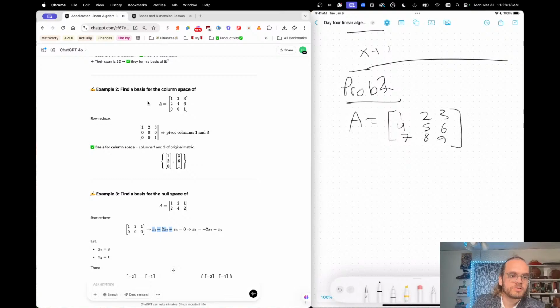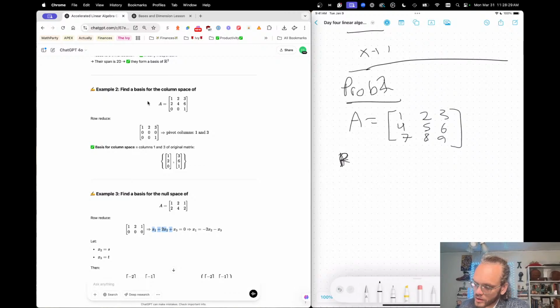Find a basis for the column space. You row reduce to figure out. Okay, so you row reduce first. So I'm going to go ahead and row reduce by going R2 becomes R2 minus 4R1, which gives me 0, -3, -6.